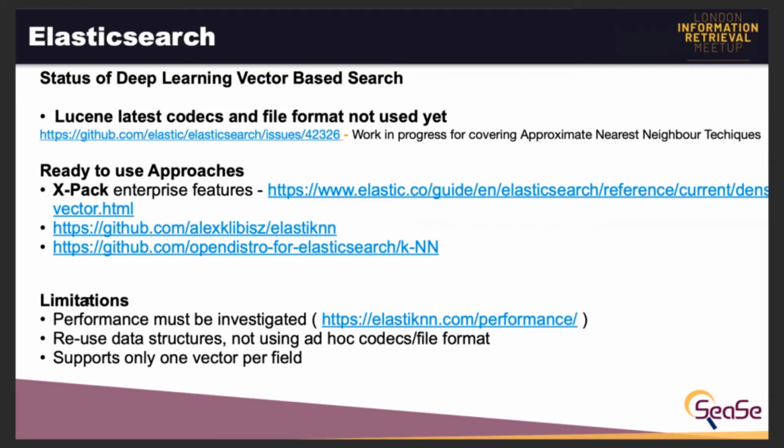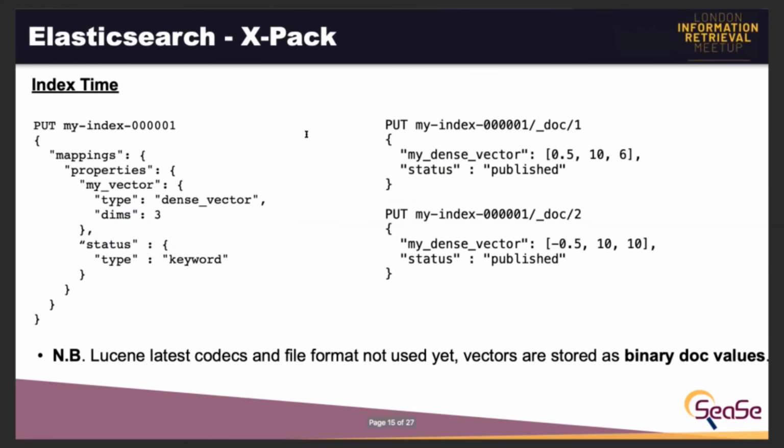Perfect. So current limitations, performance must be investigated. There are some studies on those plugins, for example, so you can take a look in there. Limitations that are actually in common with the Apache Solr limitations. So they currently reuse data structures and not the ad hoc codecs and file format recently contributed by Apache Lucene. And also contribute only one vector per field. And that's only supported. So let's see how you can achieve that.